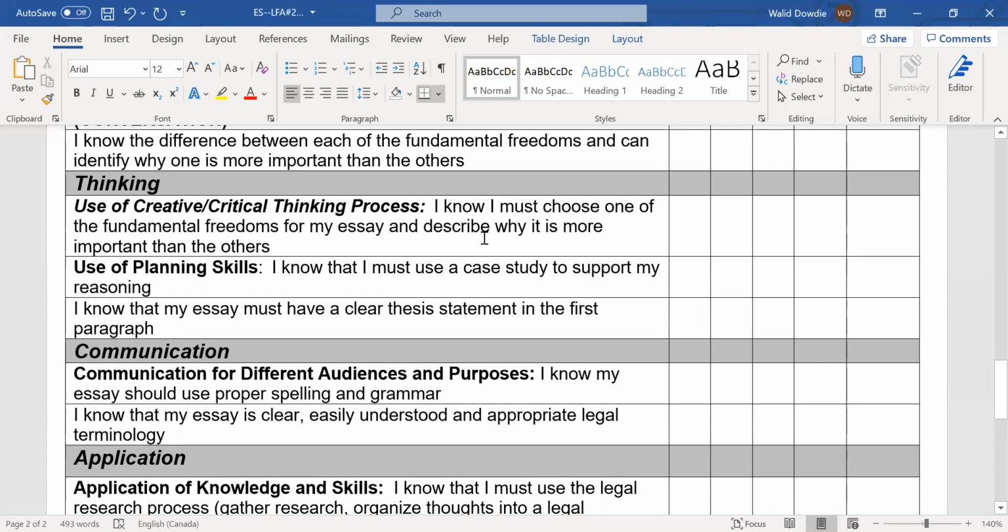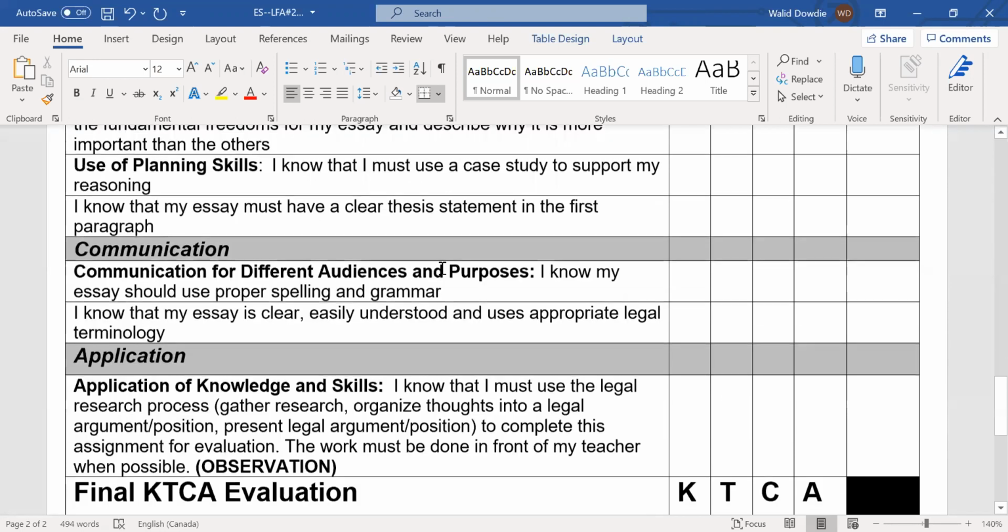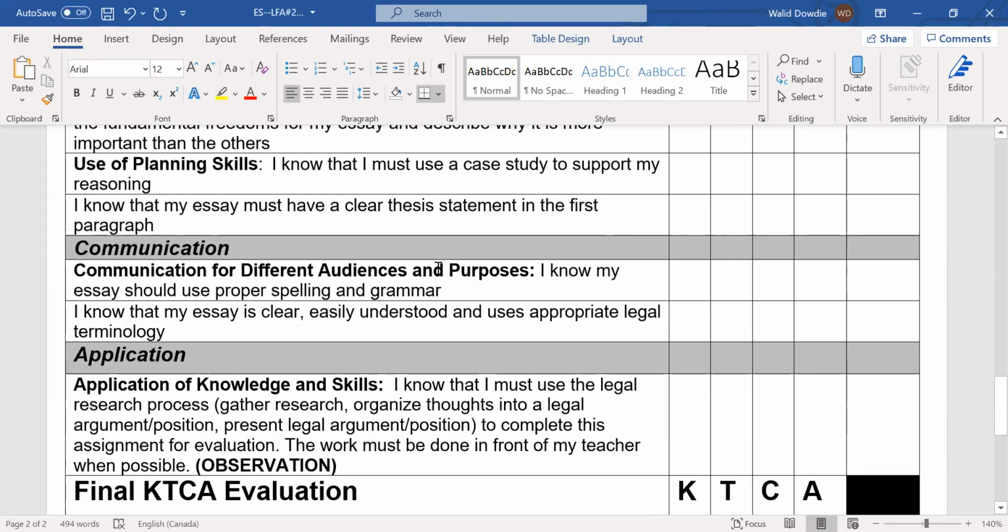I know that my essay should use proper spelling and grammar, and I know that my essay is clear, easily understood, and uses appropriate legal terminology, which means make sure that you understand it, it's clear, and that you're using the right legal terminology for the assignment. I know that I must use a legal research process, which is gather research, organize thoughts into a legal argument position, present legal argument position.